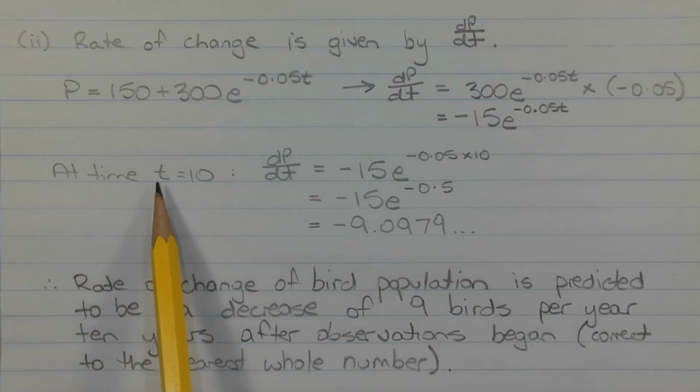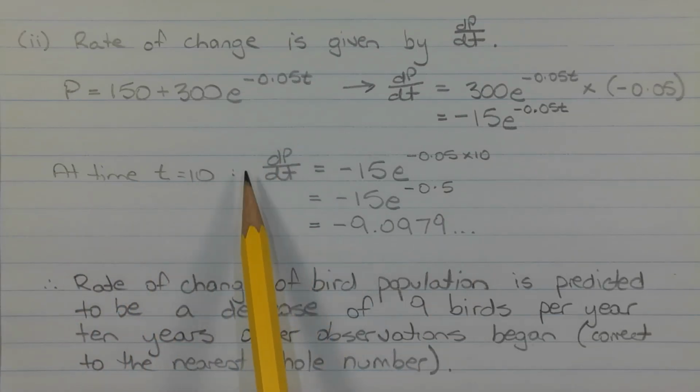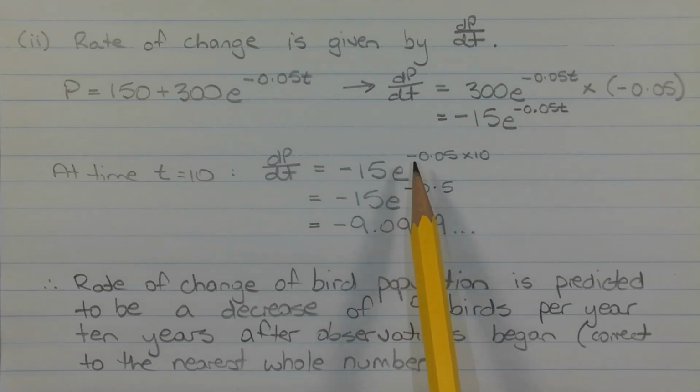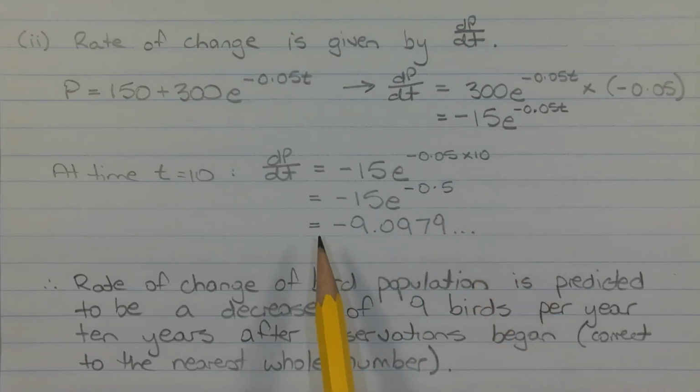Now at time t equals 10, the value of dP/dt is equal to negative 15 times e to the power of negative 0.05 times 10, which equals negative 15 times e to the power of negative 0.5, which evaluates to negative 9.0979, and so on. Interpreting this result, we get the rate of change of bird population is predicted to be a decrease of 9 birds per year 10 years after observations began, correct to the nearest whole number.